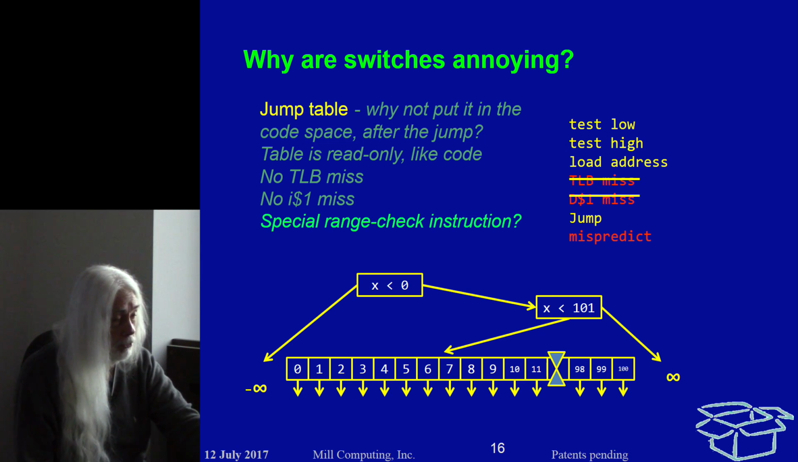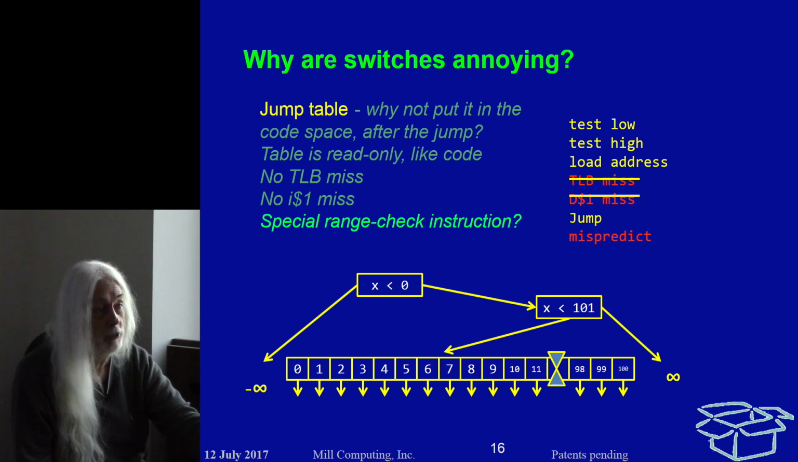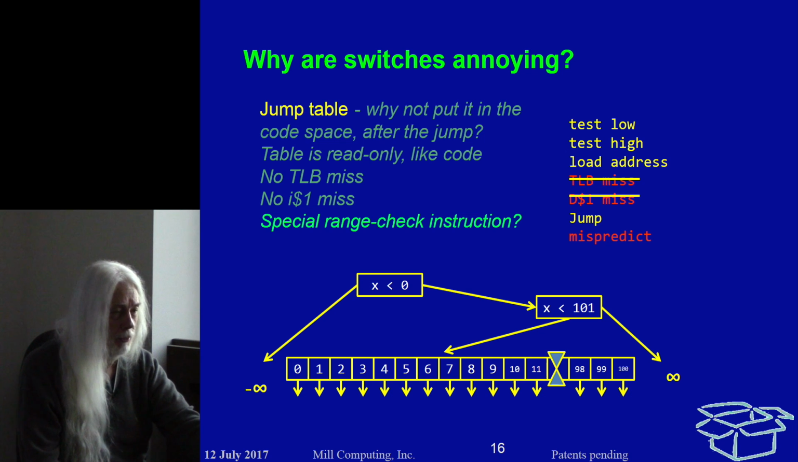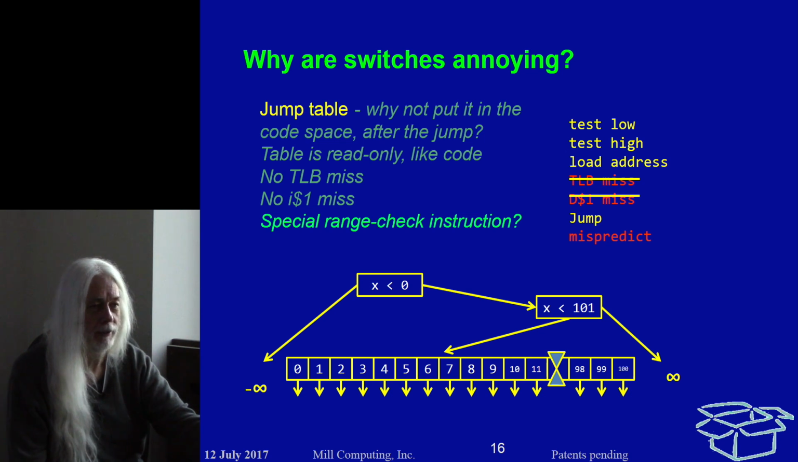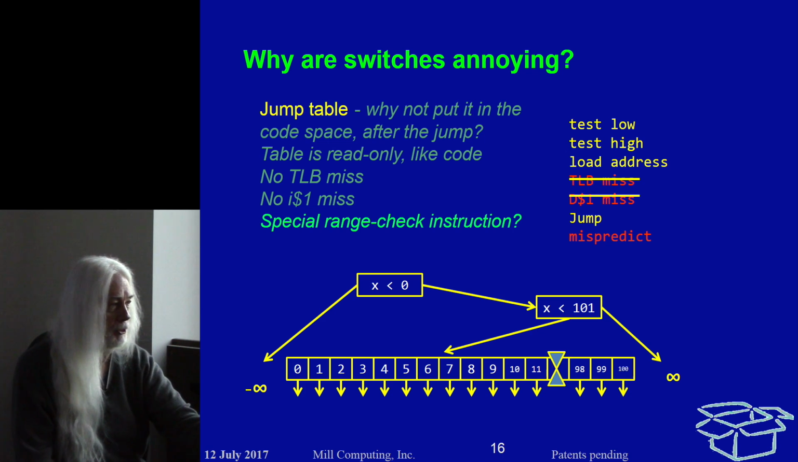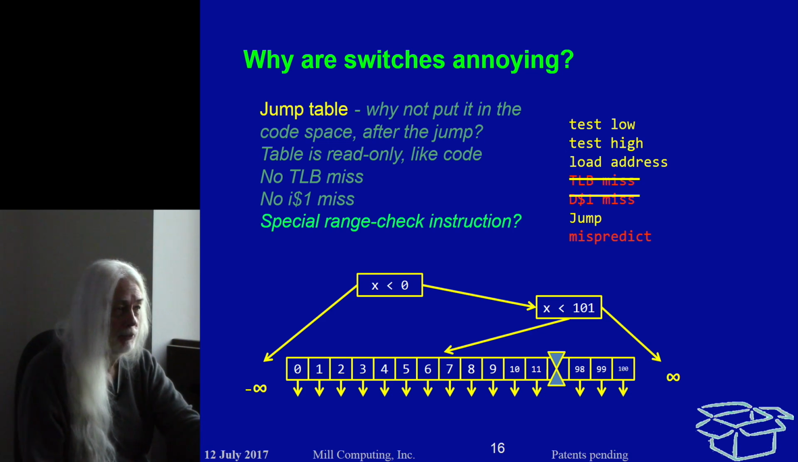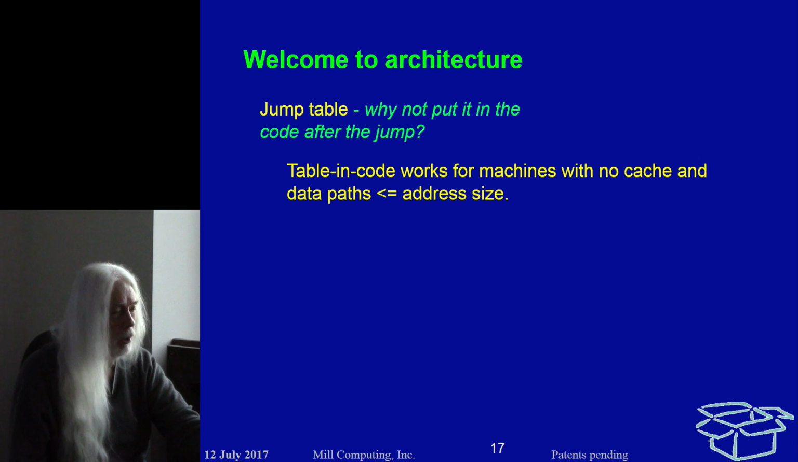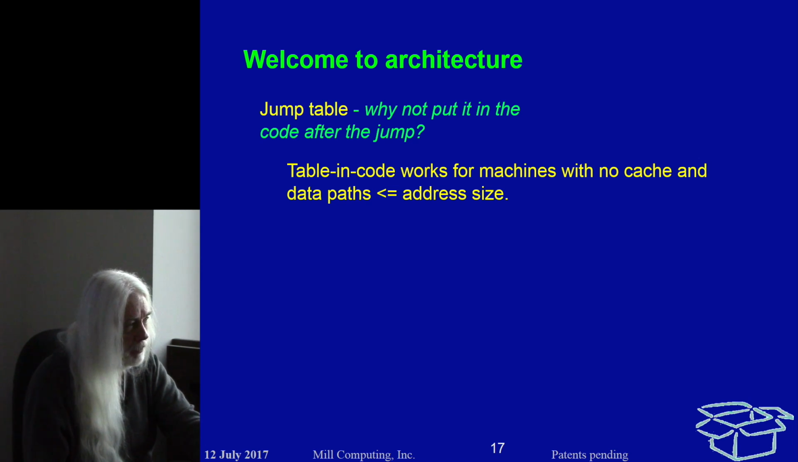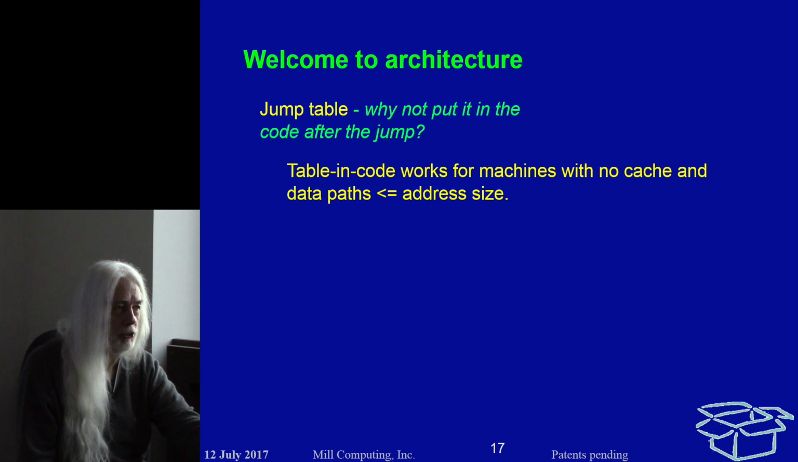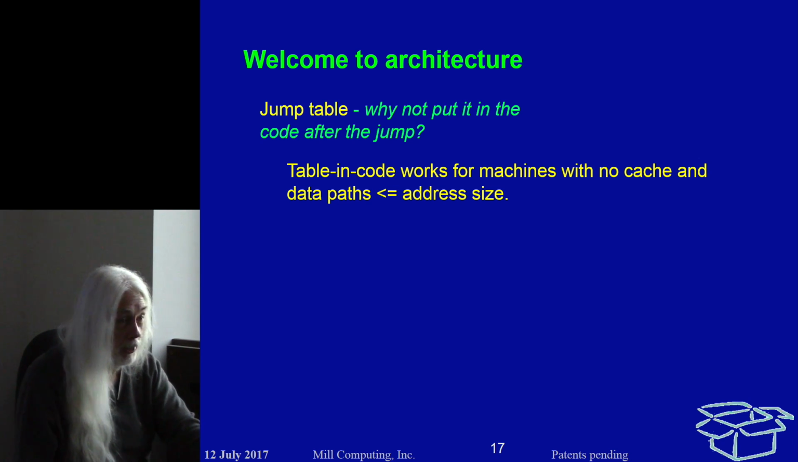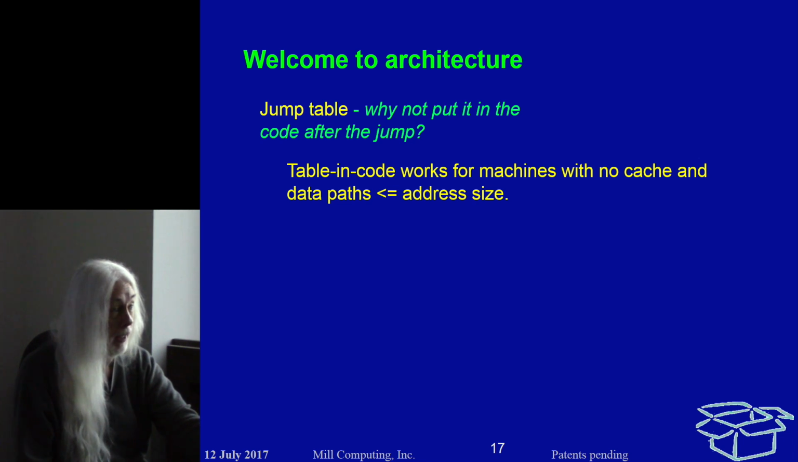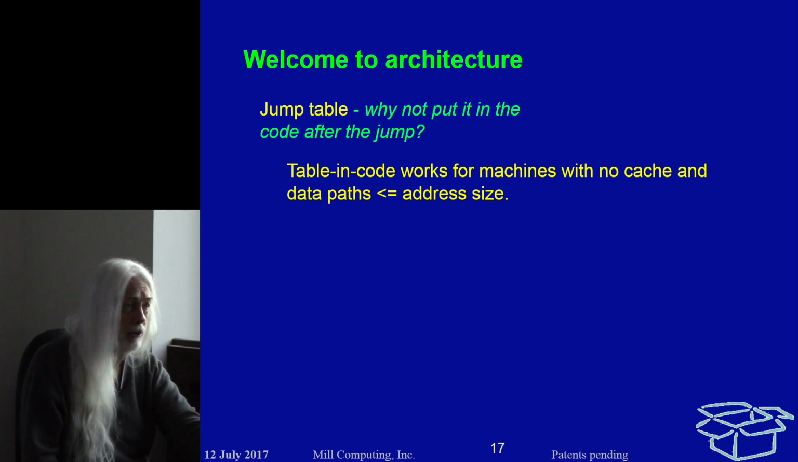And indeed, the test low, test high, load, and go in many older architectures was turned into a special check operation, and you'll find some rather odd special operations in machines dating from the 60s and 70s whose purpose is to implement this exactly as it is. So why not put it there? Well, it does work if your machine doesn't have a cache, and if the data paths in the machine are less than or equal to the size of an address. If you are a 32-bit machine and your data path is 32 bits wide, and your path to memory is 32 bits wide, then this will actually work quite well, which is why it was used in the old machines.